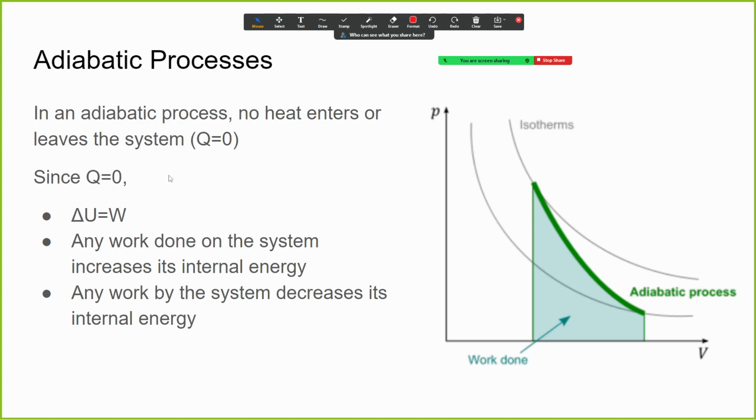So adiabatic processes: no heat enters or leaves the system. Since Q is equal to 0, that means that the internal energy of the system is just going to be equal to work. Any work that's done on the system is going to increase the internal energy, and any work done by the system decreases its internal energy.